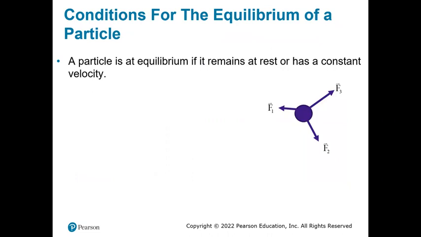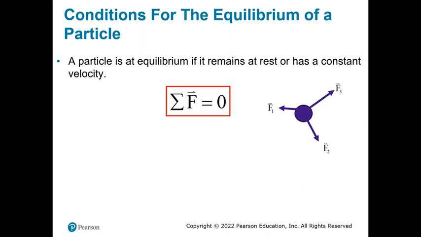So what are the conditions for the equilibrium of a particle? A particle is said to be in equilibrium if it remains at rest or has a constant velocity, which is also stated in Newton's law, right? So a particle has to be at rest or it should move at a constant velocity. There shouldn't be any acceleration. For that, we can use the equation that the summation of the forces is equal to 0.